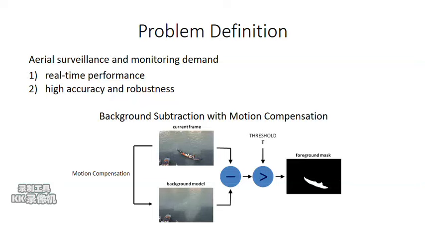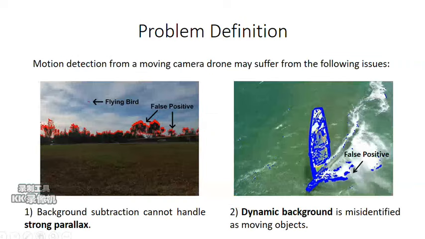Background subtraction with motion compensation is commonly used because of its efficiency. As the figure shows, background subtraction calculates the foreground mask by performing a subtraction between the current frame and the background model after motion compensation. Background subtraction works well if the background can be approximated as a single plane. However, it may suffer from the following issues.